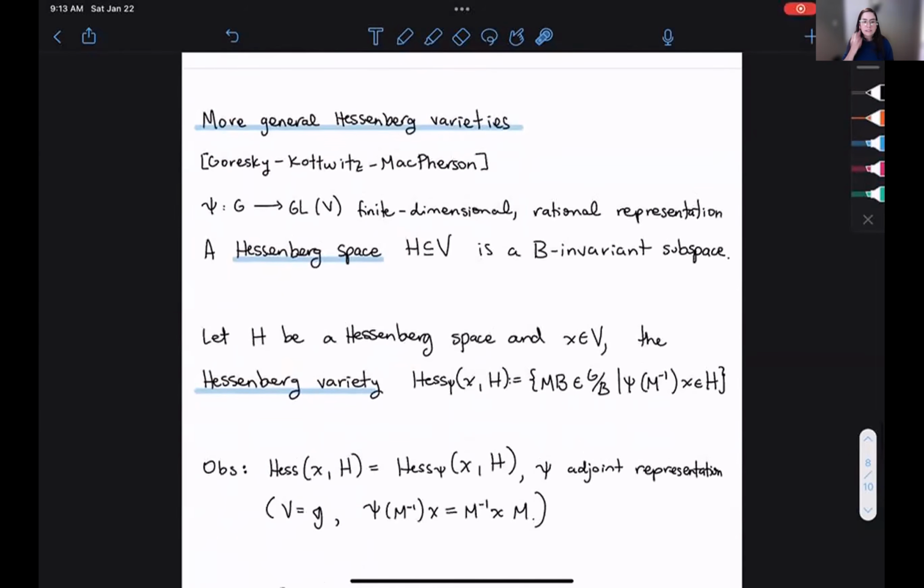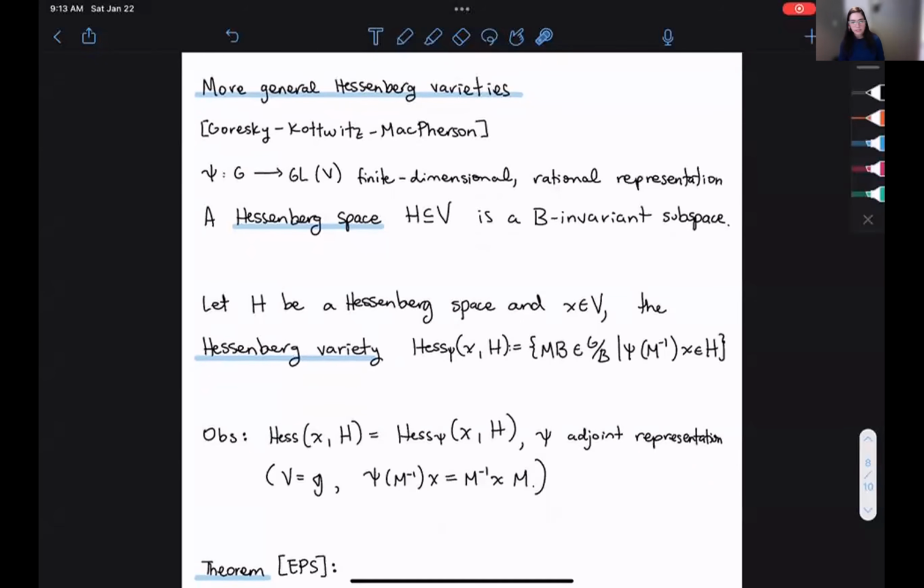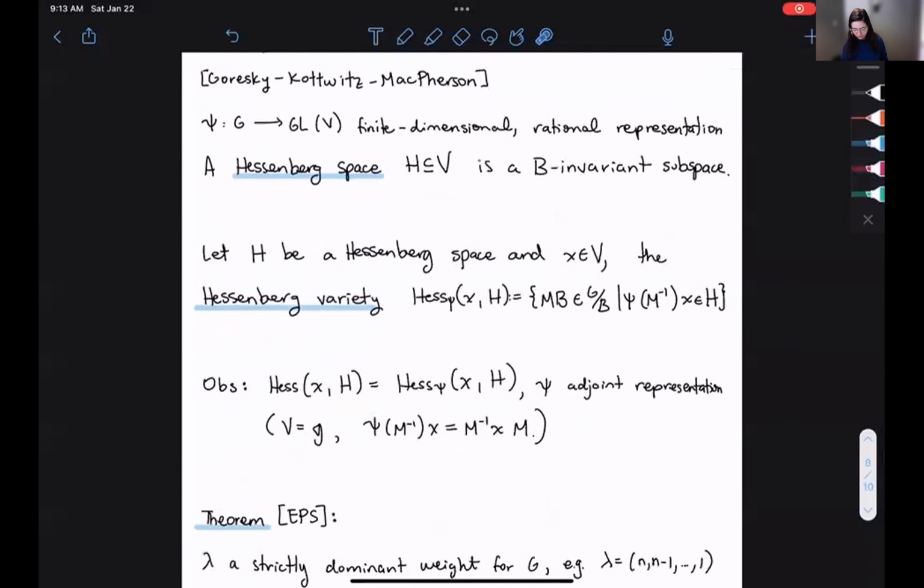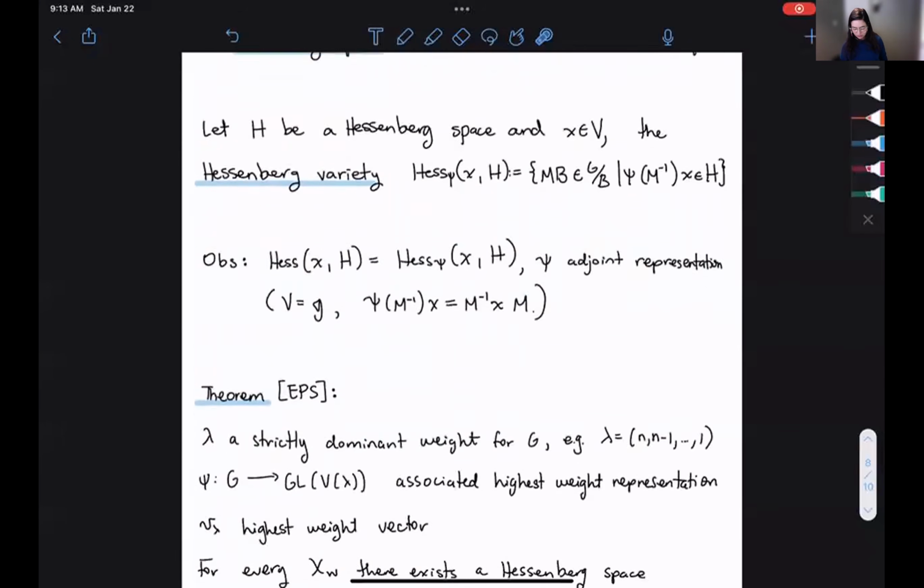So why is this more general? How does it include our previous definition? Well, you recover what we had before if you let psi be the adjoint representation. So what is the adjoint representation for non-experts? In that case, V is the Lie algebra, and the representation acts as follows. So this really does recover what we had before.